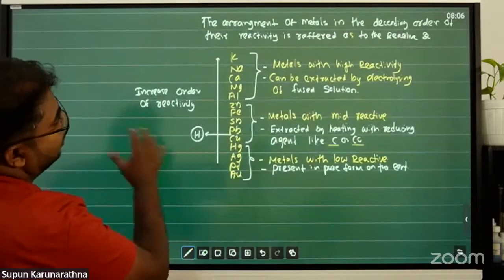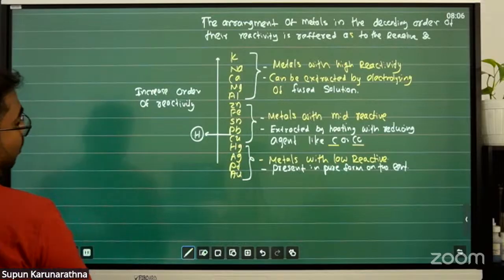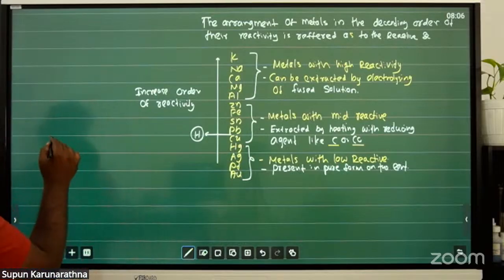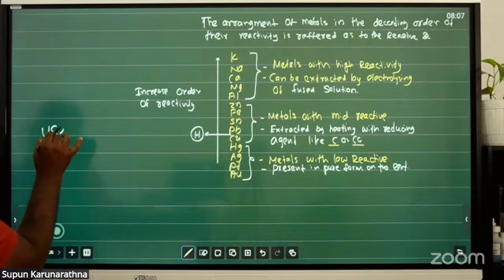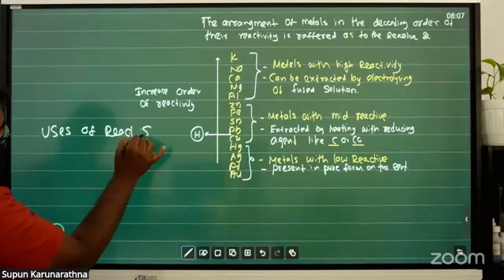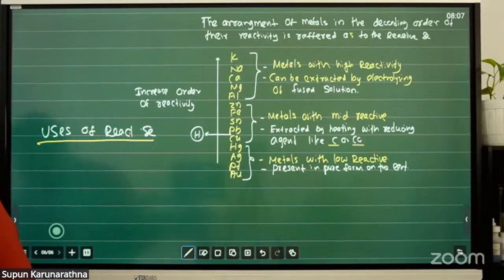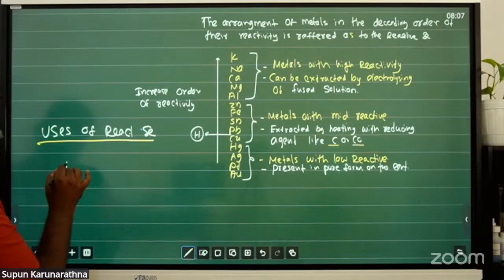Right, is it clear? Let's write the importance of the reactivity series. We can say the uses of the reactivity series. What are the uses? It can be used in different ways. One is to find the method to produce metal from its ore.